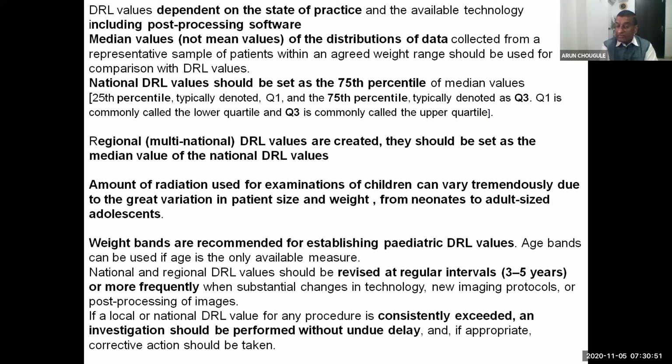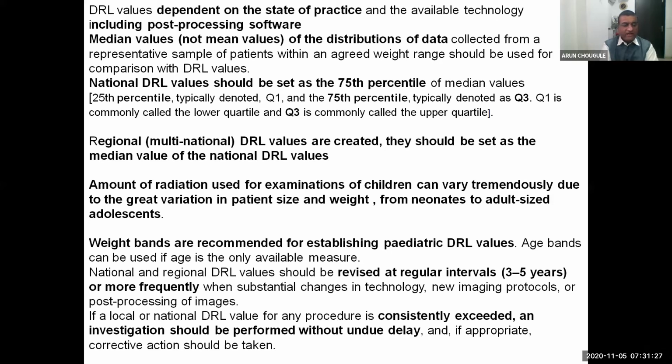Median values, not the mean values, of the distribution of the data collected from a representative sample of patients within an agreed weight range, that I told you, 40 to 50, 50 to 60, 60 to 70 kg adult weight, should be used for comparison with the DRL values. National DRL values should be set at the 75th percentile, or third quartile Q3, that is a quarter of the observed values. Regional multinational DRL values are created.